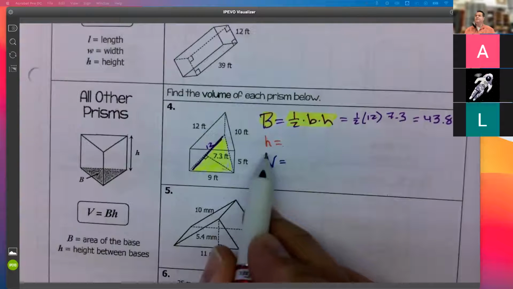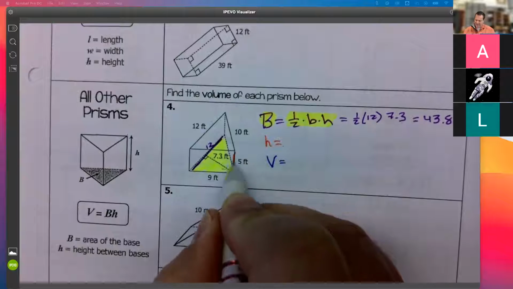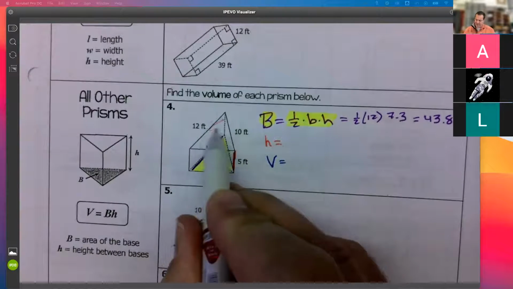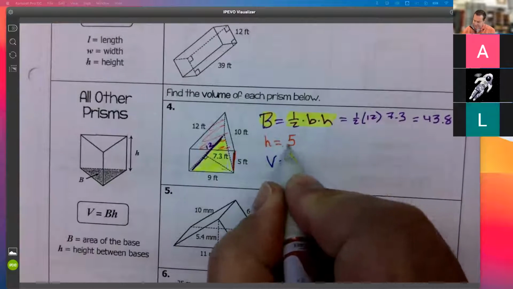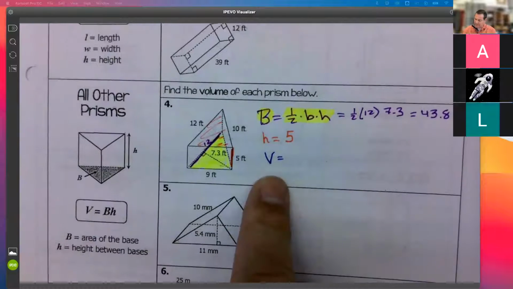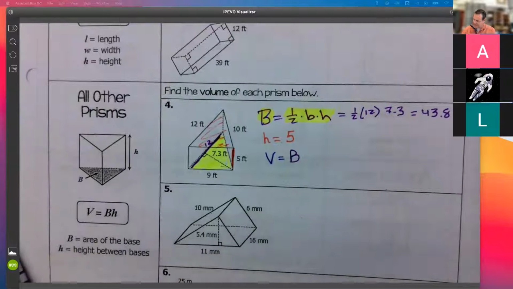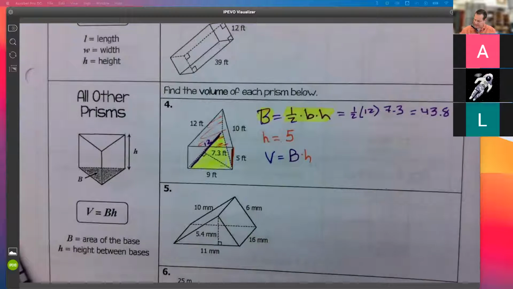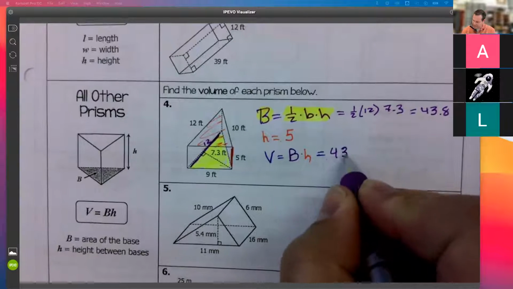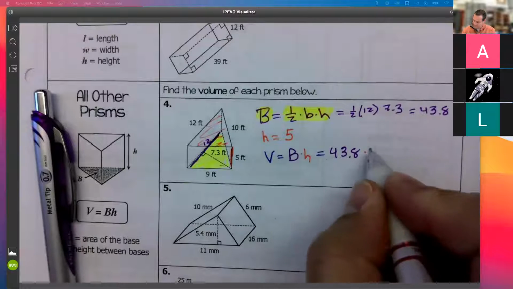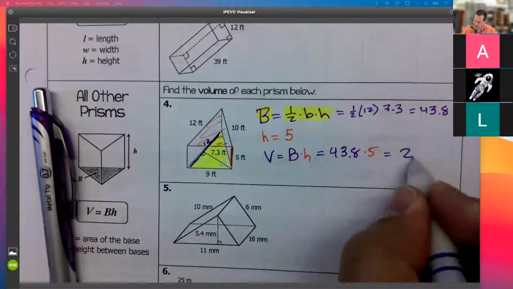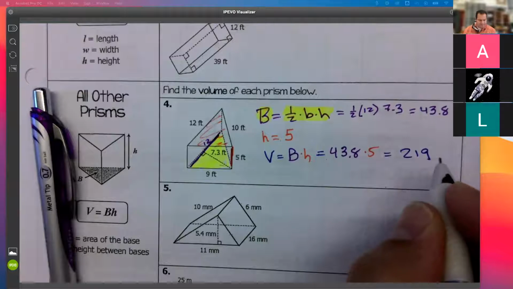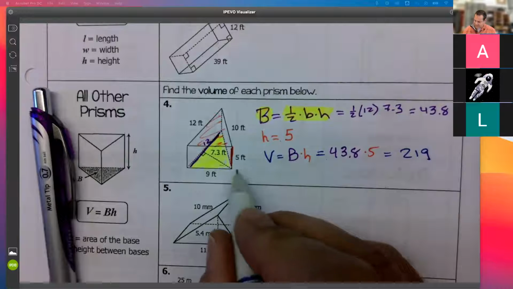What's the prism's height? Good, 5. It's the double stuff, right? If this is one of my bases and this is the other base, it's how far apart are they? And then my volume says I'm going to take whatever my base area is, I'm going to multiply it times the prism's height, and that's going to give me my volume. So I'm going to take 43.8 times 5, and that's going to give me 219, what kind of units? Feet cubed, good.